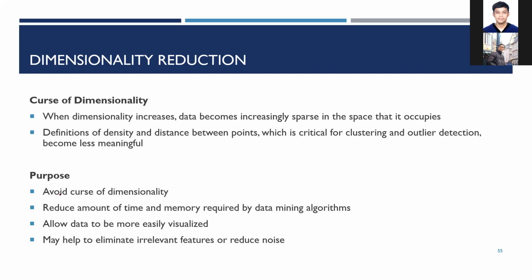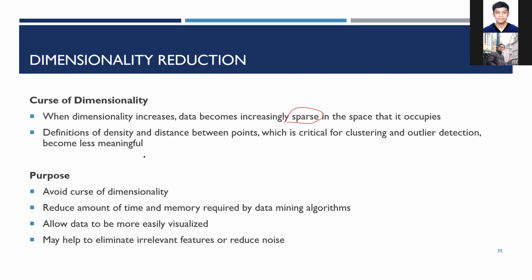Okay, the purpose is to avoid the curse of dimensionality. This is the purpose of dimensionality reduction. What is the curse of dimensionality? When the dimension is increased, the data becomes increasingly sparse in the space that it occupies. Be careful with this. Why does this increasing sparsity cause more difficulties? Because the pattern will be more complex, so it's more difficult for us to capture the pattern.